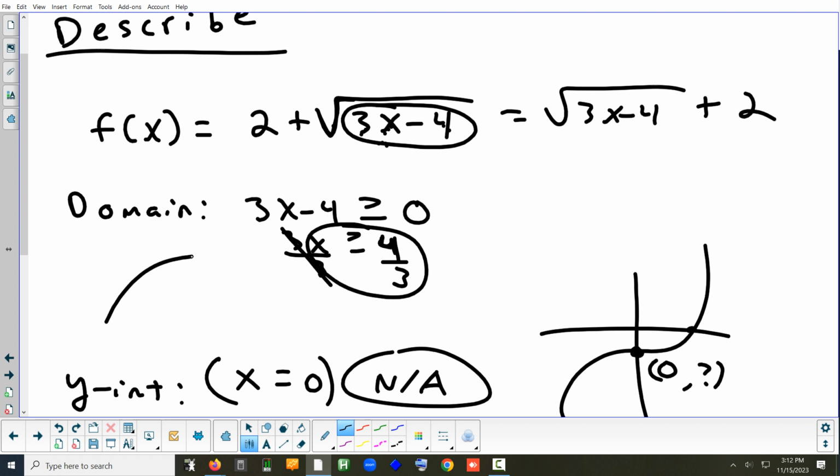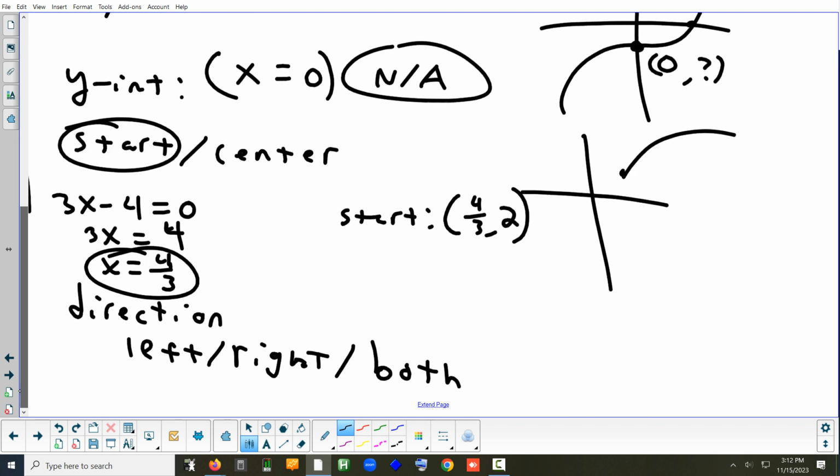The only way it could curve to the left is if you reflect it horizontally. Are there any reflections in that problem? No. That 3 would have to be a negative to make it curve to the left. So this one curves to the right. And there'll be a couple questions on the test pretty similar to that.